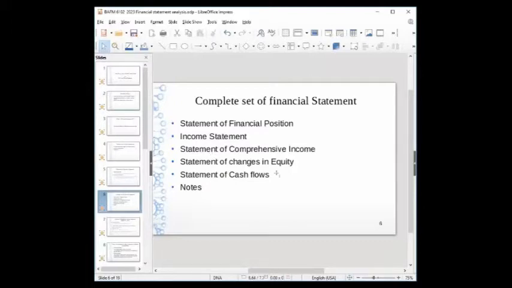The statement of changes in equity is about the capital statement, and the statement of cash flow is for the in and out of cash of the business, and the notes. Notes are also a part of financial statements, as these give details on the values or figures presented in the financial position and in the income statement.